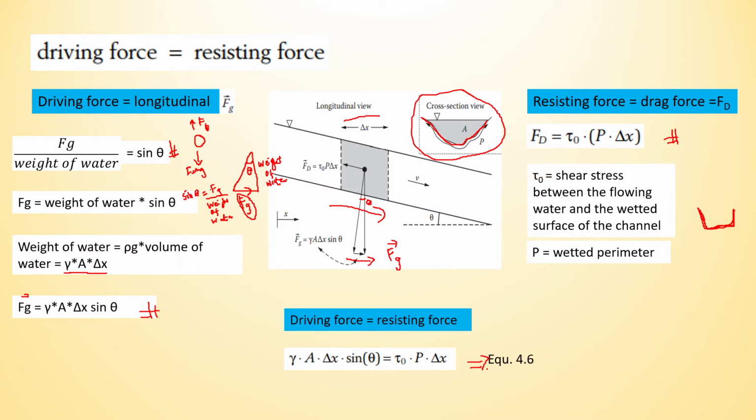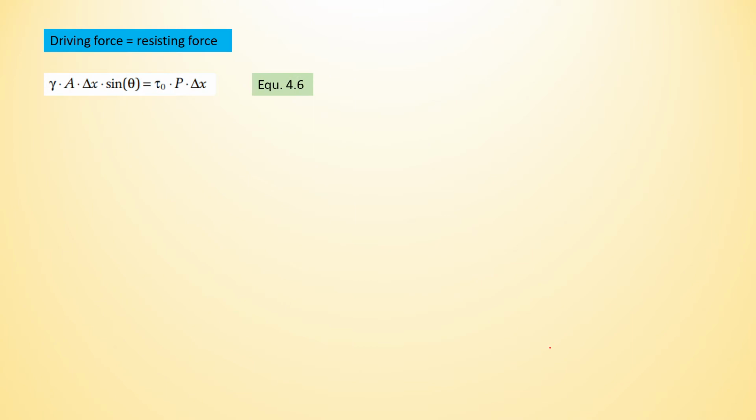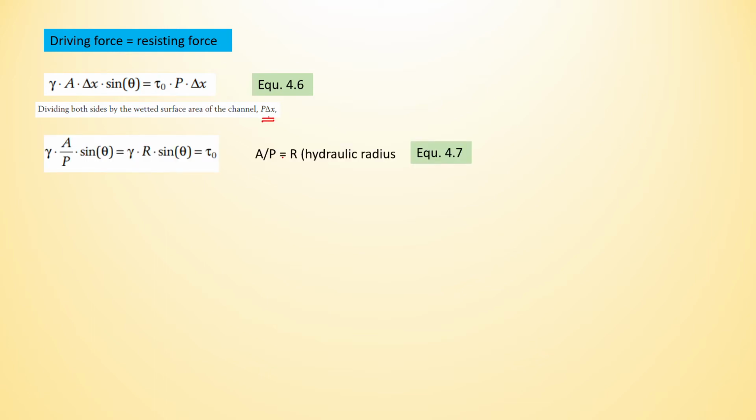Combining this equation and this equation, you get equation 4.6 as in your textbook. Now, since we know equation 4.6, you divide both sides by the wetted surface area of the channel, and then you get this equation, equation 4.7. A over P is the hydraulic radius. From this equation it becomes this equation, and this is called hydraulic radius.